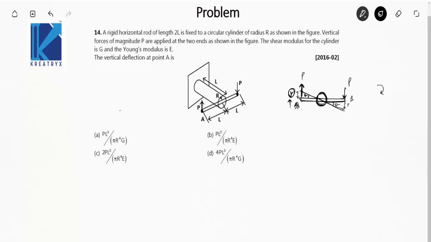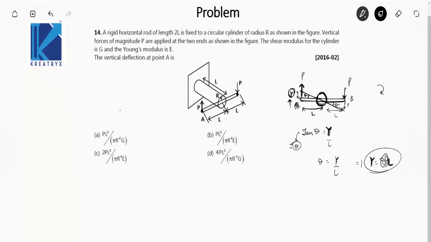Okay, so can I say that tan theta is equal to y by this distance? What is this distance? The length of the rod is given as 2L, so this is L and this is also L. So tan theta is equal to y by L, and as theta is very small, can I write tan theta as approximately equal to theta? So theta is equal to y by L, and y is equal to theta L. So if I find theta L, I will be able to find y.